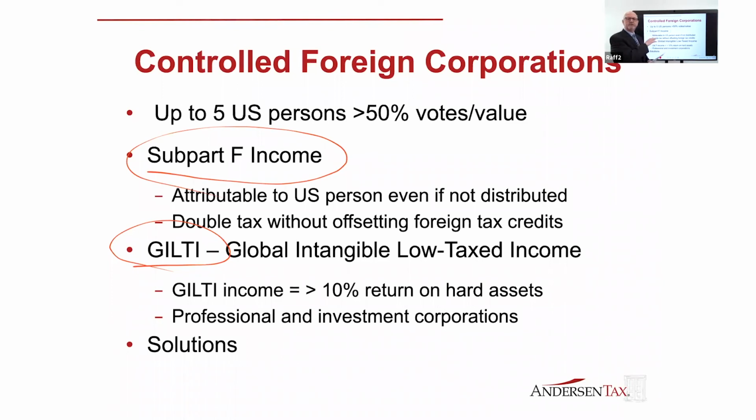Now, until 2017, we only talked about Subpart F income. Subpart F income is principally investment income. Now, I'm going to caution you about that because it's not exclusively investment income. And investment income meaning interest, dividends, rents, gains, those can all be Subpart F income. Rents are kind of an interesting one because they can flip either way, depending on the underlying facts. But there's Subpart F income.